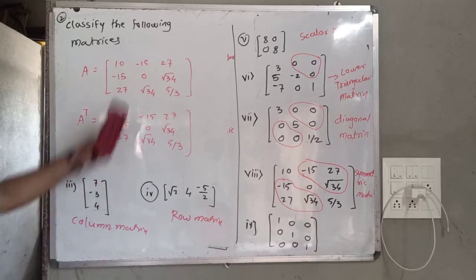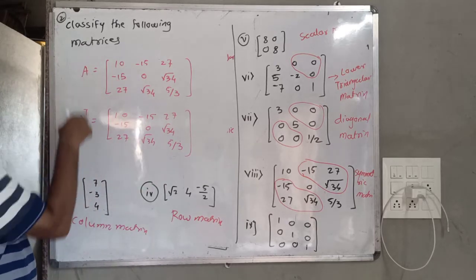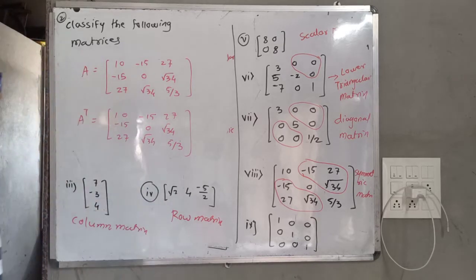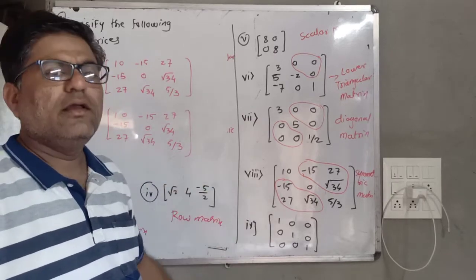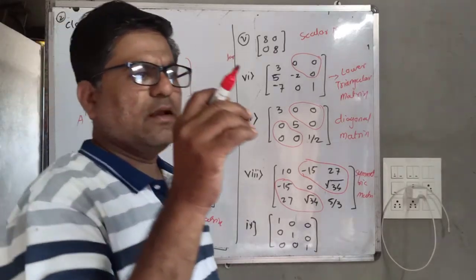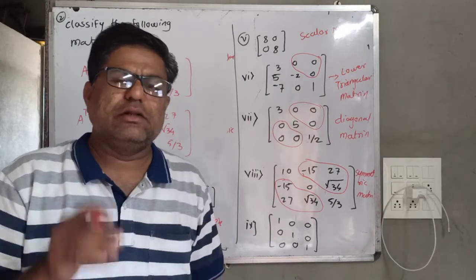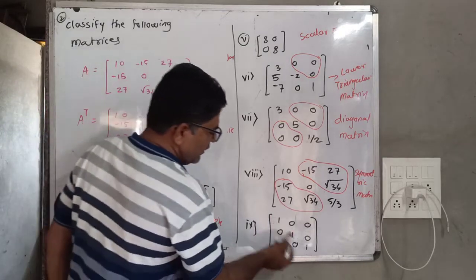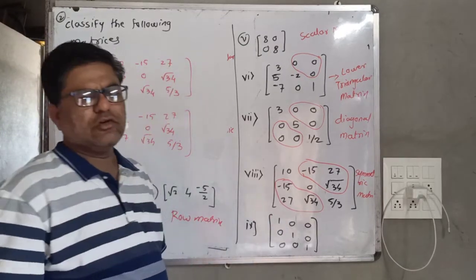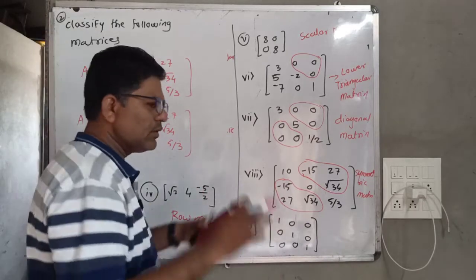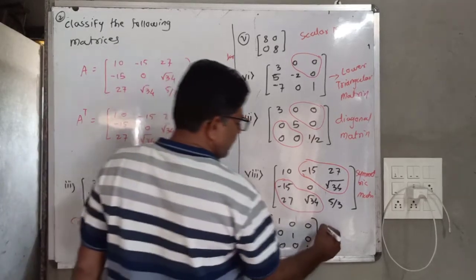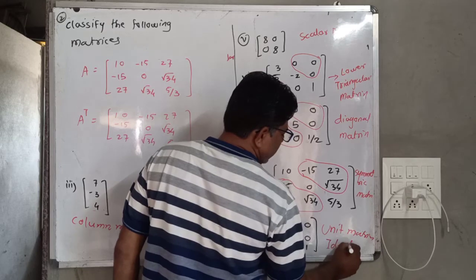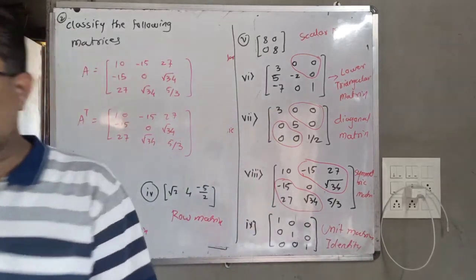If you observe these two matrices, the transpose of the matrix is the same as the matrix. If this condition happens, then the matrix is called a symmetric matrix. Therefore this is a symmetric matrix. And the last one: the diagonal elements are 1 and the non-diagonal elements are 0. This is a scalar matrix also, but the most proper answer is that this is a unit matrix, or identity matrix. Just take a screenshot.